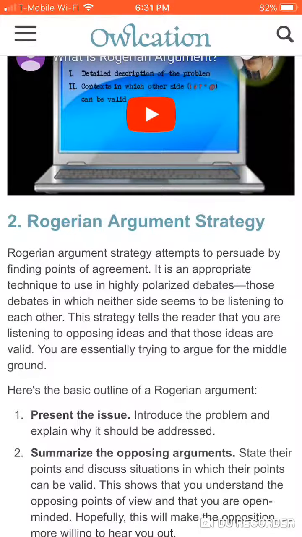Here's the basic outline for the Rogerian argument. 1. Present the issue, introduce the problem and explain why it should be addressed. 2. Summarize the opposing argument. State the points and discuss situations in which the points can be valid.